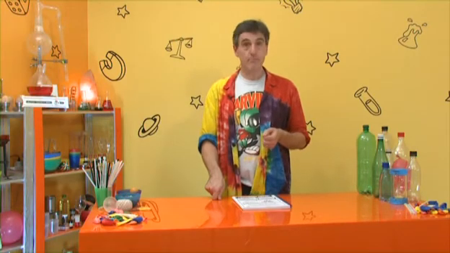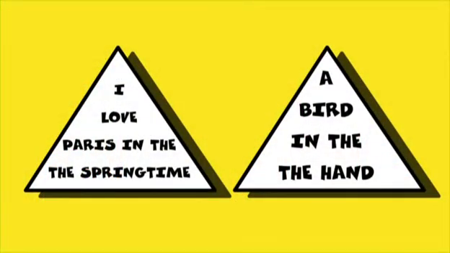Ready? It's coming up now. Looking at the one on your left, that's the one that many people think says, I love Paris in the springtime, but if you look really carefully, it actually says, I love Paris in the the springtime. 2 the's, in other words. And the same effect on the other triangle on your right, if you have a look. It looks like, to many people, a bird in the hand, but it actually says a bird in the the hand. How could they miss it?